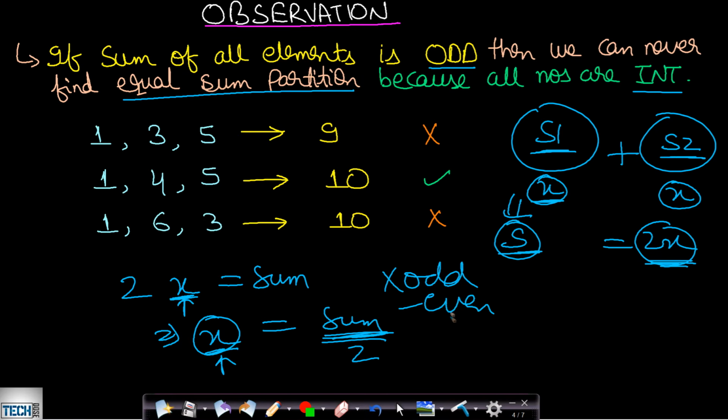Okay, and why is that? Because if this sum is an odd number, then obviously if you are dividing it by a value 2, then it will come as some decimal value. Let's say it will come as 10.5 or something. So this is not valid.